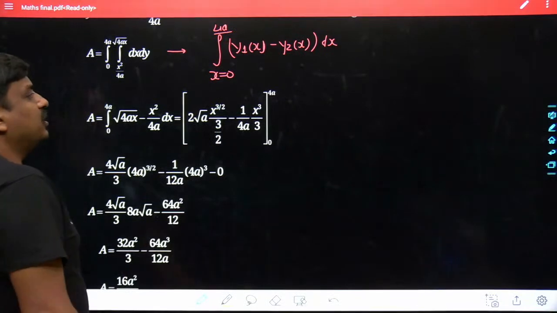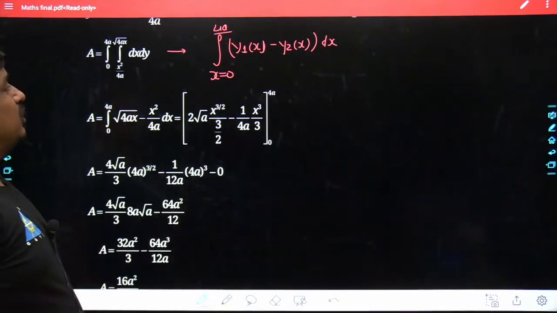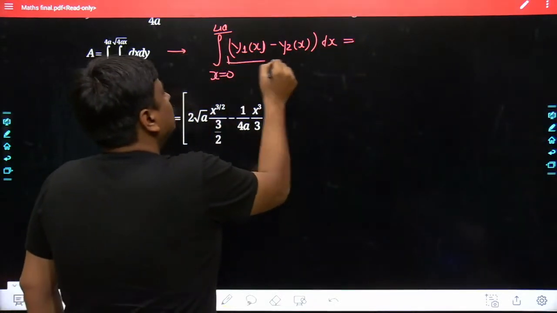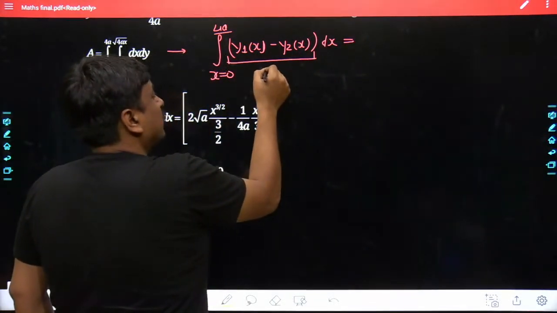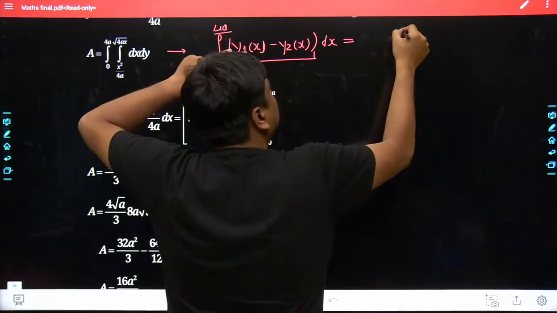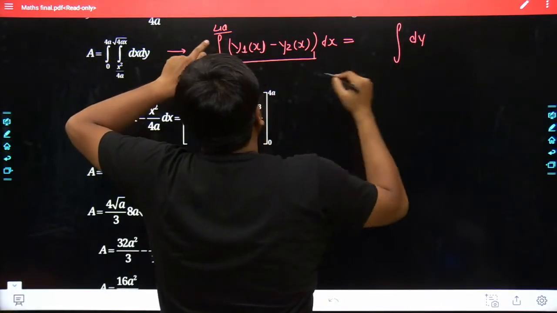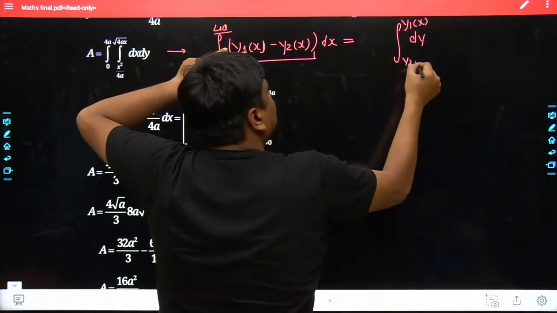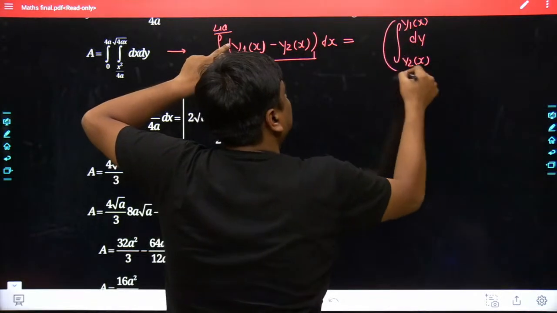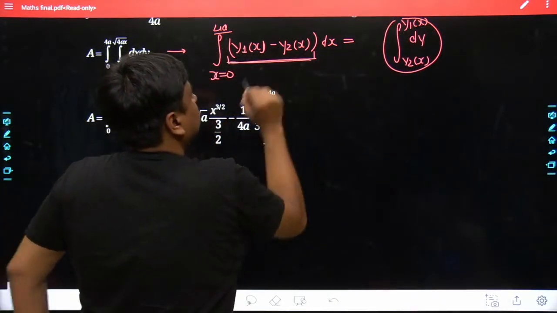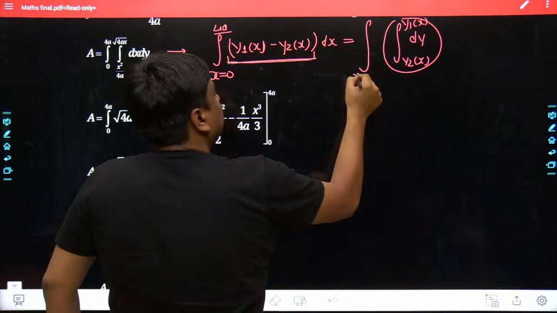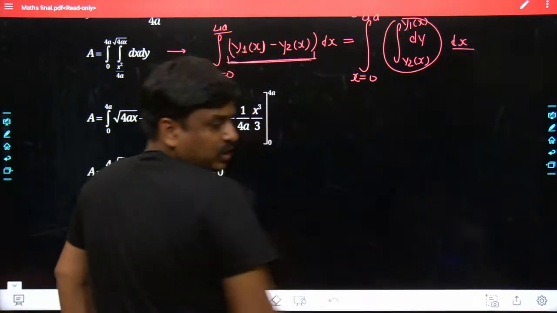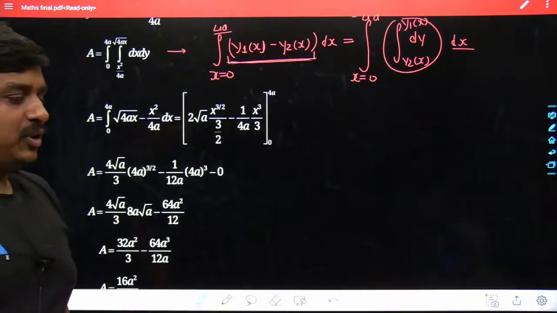Rather than calculating in terms of single integration, you could even have converted this problem into a double integration. See how this component could have been changed into the form of integration of dy. This could have been written as dy, where the upper limit would be y1 of x, and similarly the lower limit would be y2 of x, and this component together makes up this component. And at the end of the day we had to take the integration where x goes from 0 to 4a, dx. Agreed with what I am saying?